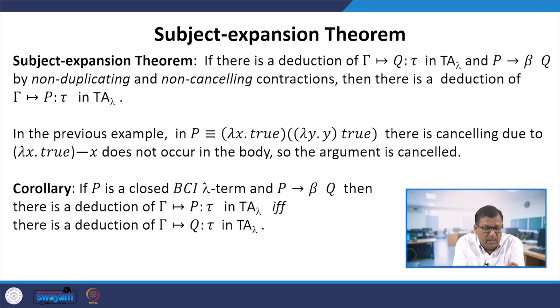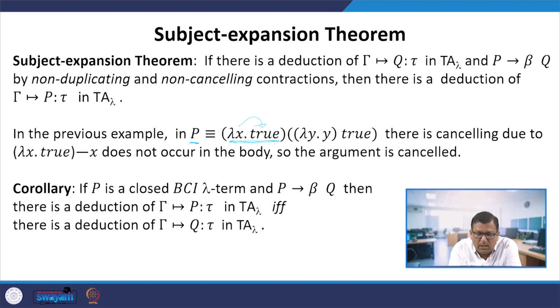So we are saying that this contraction is not an arbitrary reduction, but has something special. It cannot be duplicating. It cannot be cancelling. If that is the case, then when we move from Q to P, it will be ensured that P will also have the same type as that of Q. For example, in the previous example, this term is a cancelling term because x is not occurring here, and this was the reason why P was not having a type for this reduction.